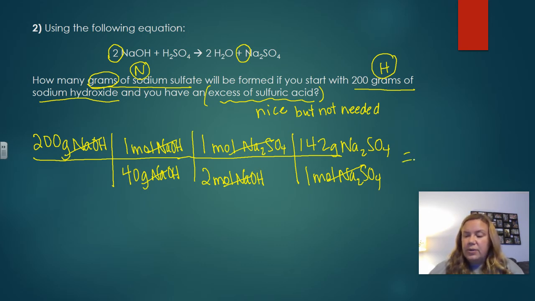So to calculate, we're going to take 200 times 142, so we multiply everything across the top, and then divided by, multiply everything across the bottom, so 40 times 2, and we are going to get 355 grams. 355 grams of sodium sulfate. Now, what this means is when we start with 200 grams of sodium hydroxide and we run this acid-base reaction, we are going to end up with 355 grams of sodium sulfate.